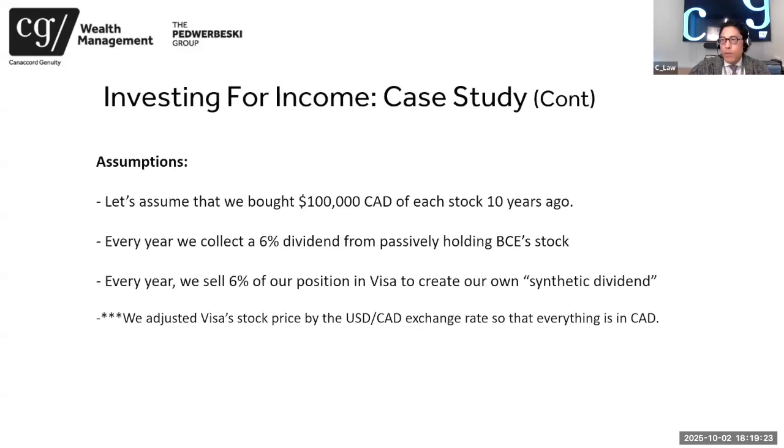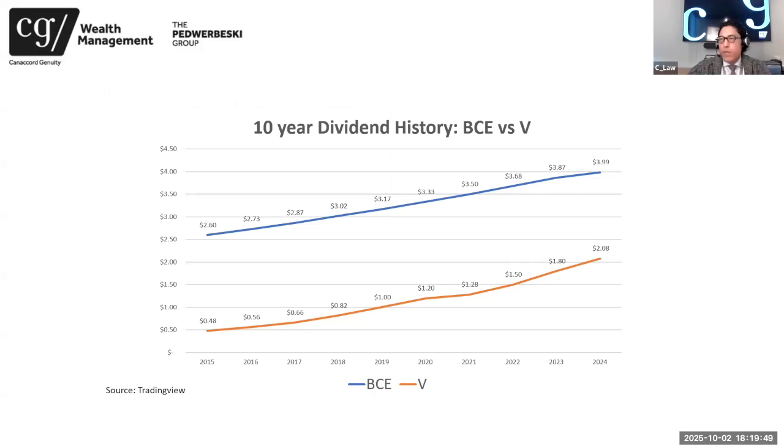A couple of assumptions we're going to make. We're going to assume that we bought $100,000 Canadian worth of each stock 10 years ago. Each year, we're going to collect our 6% dividend from passively holding Bell Canada stock. And every year, we're going to sell 6% of our position in Visa to create our own synthetic dividend. For this, we adjusted Visa's stock price by the exchange rate so that everything is shown in Canadian dollars. Over the last 10 years, you can see that both Bell Canada and Visa increased their dividend consistently.